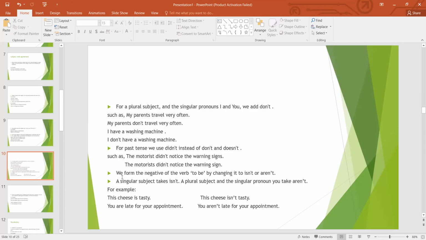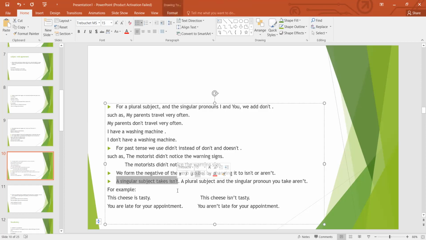In the same way, we form the negative of the verb to be by changing it to isn't or aren't. Isn't means is not. Aren't means are not. A singular subject takes isn't. Whenever we talk about any singular subject, it takes a singular auxiliary verb with the negative word. And whenever we talk about a plural subject and the pronoun you, then it takes aren't, which means are not.